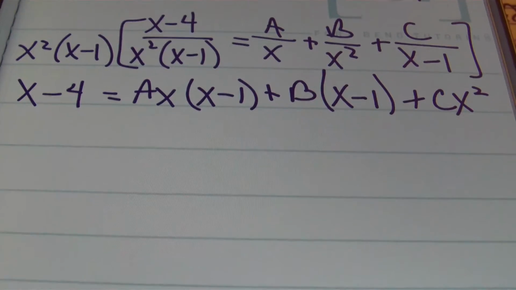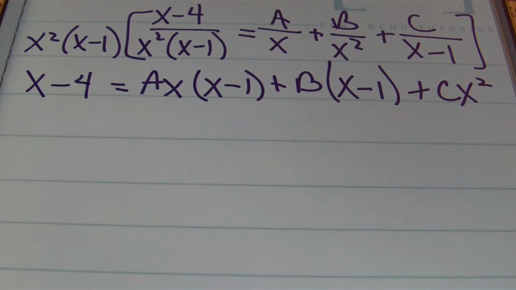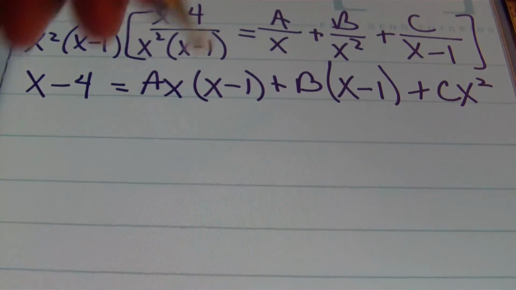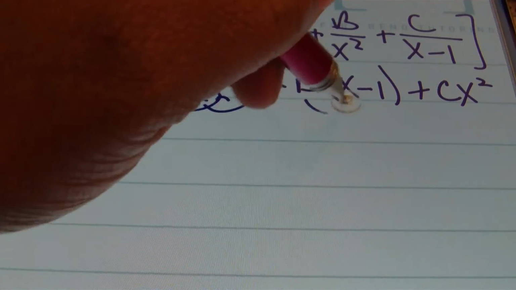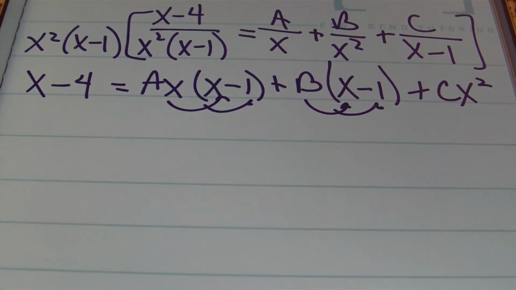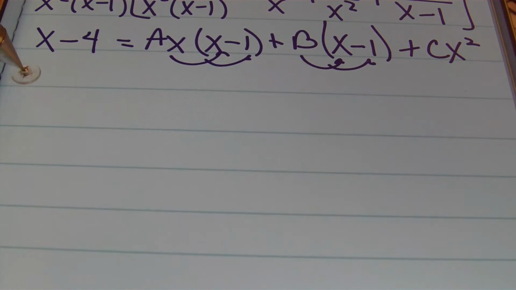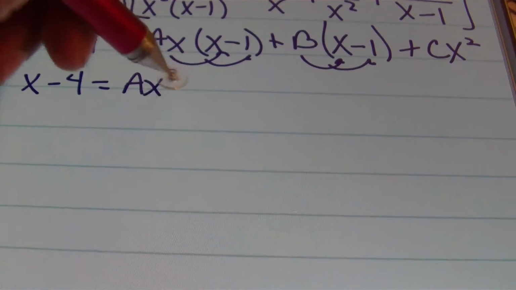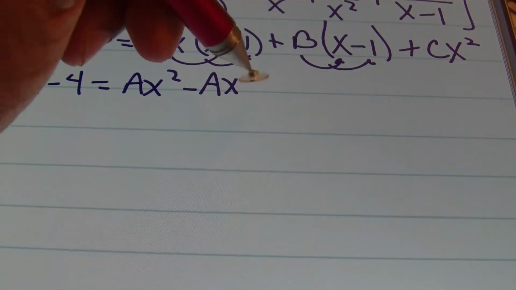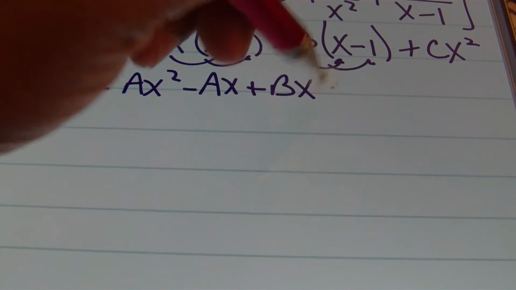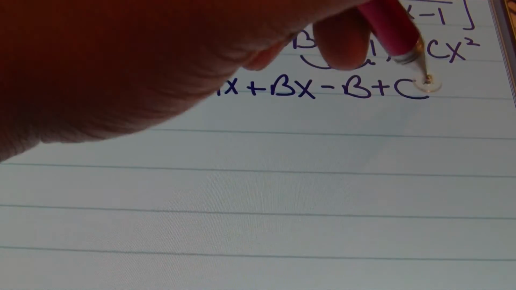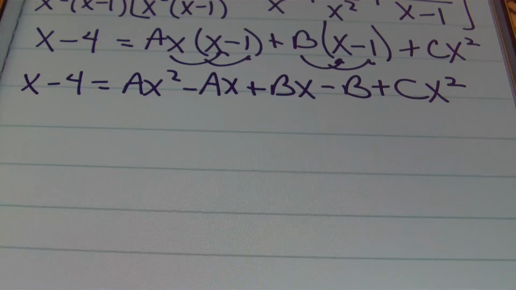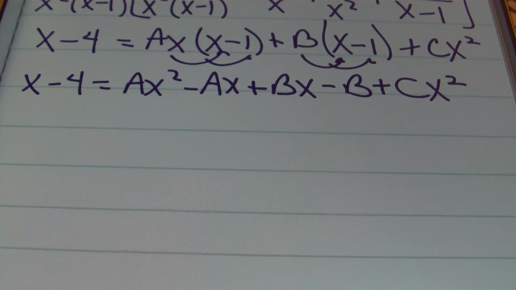From here, what we'll be doing is multiplying everything out on the right side. So I'm going to distribute. I got my arrows popping, ladies and gentlemen. I'm going to be bringing down this x minus 4, which is equivalent to ax squared minus ax plus bx minus b plus cx squared. So notice that we have x squared terms, x to the first power terms, as well as constants, in other words, x to the 0 power terms.